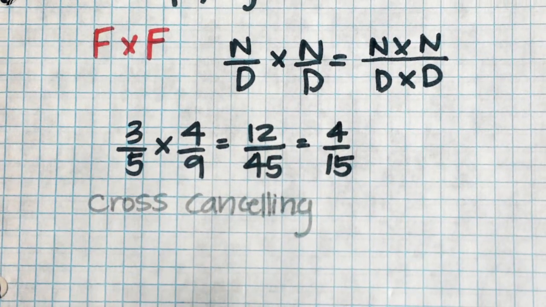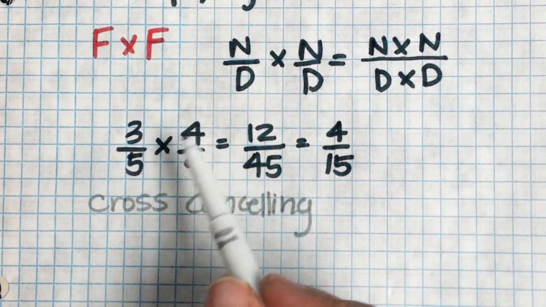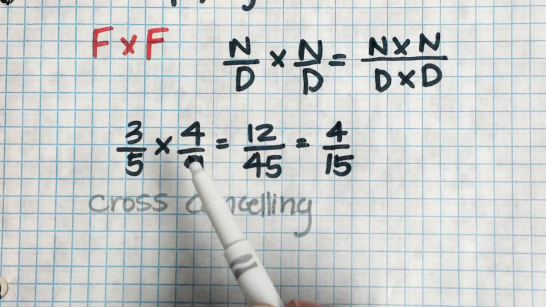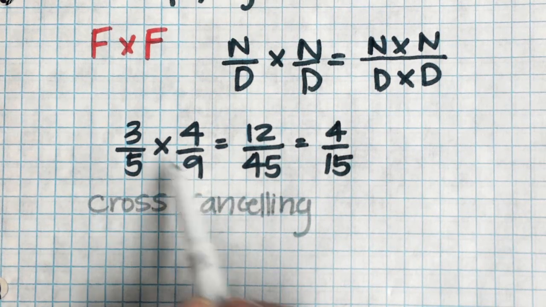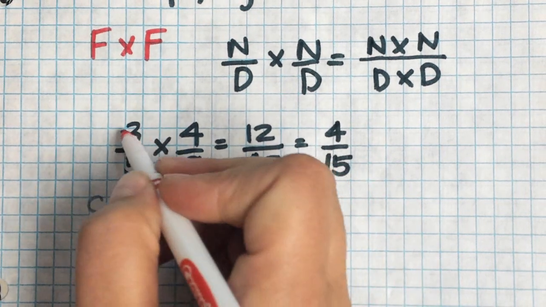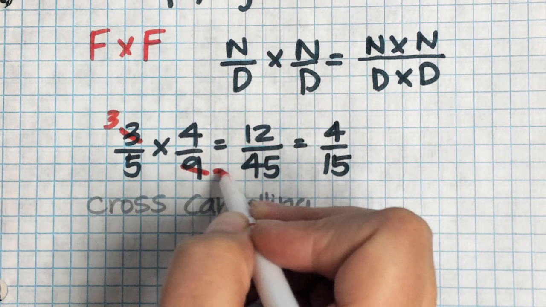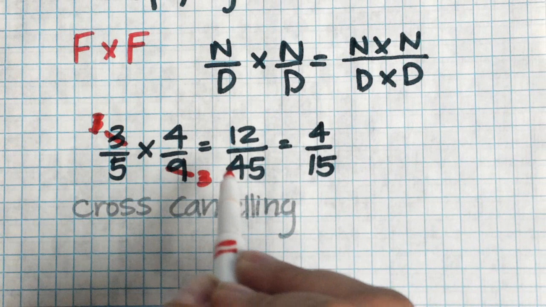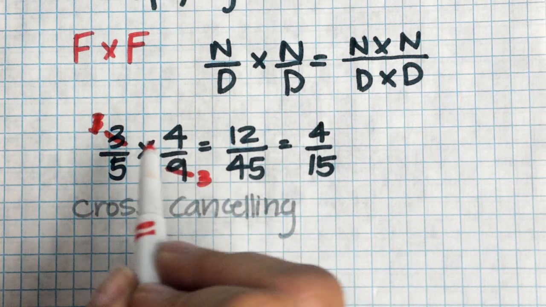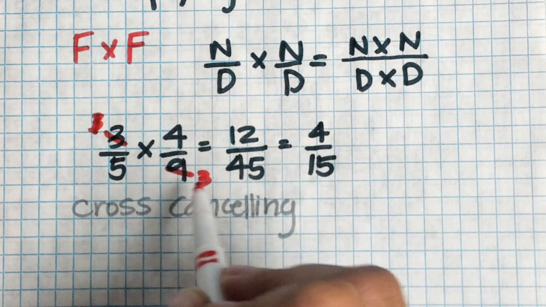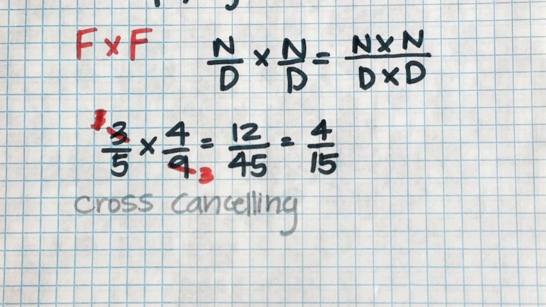Cross-canceling. Okay? We're going to look diagonally at each set of numbers. Is there a number that can go into both 4 and 5? Nothing other than 1. Okay? Is there a number that can go into 3 and 9? Yes, 3. So I'm going to go ahead and cancel these out. Whoops, I put the wrong number. That should be a 1. So 3 will go into 3 one time. 3 will go into 9 three times. This way, when I multiply straight across, 1 times 4 is 4. 5 times 3 is 15. So it kind of does the simplifying for you before you get to the answer.